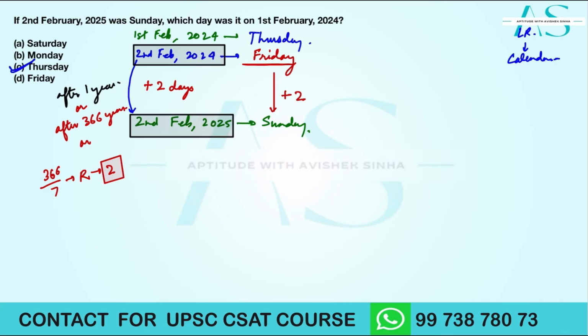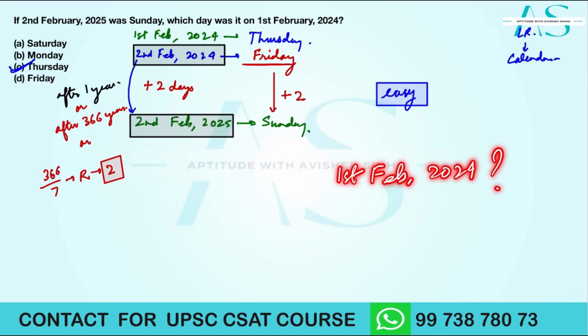Option C, Thursday is our correct fit. I would say this question is on the easier end, it is not difficult at all, not even moderate. It is on the easier end to follow. For your UPSC CSAT, you can have a level up question where they can ask you a date. So 1st of February 2024, they'll say, is what day of the week. That's it. No prior data.